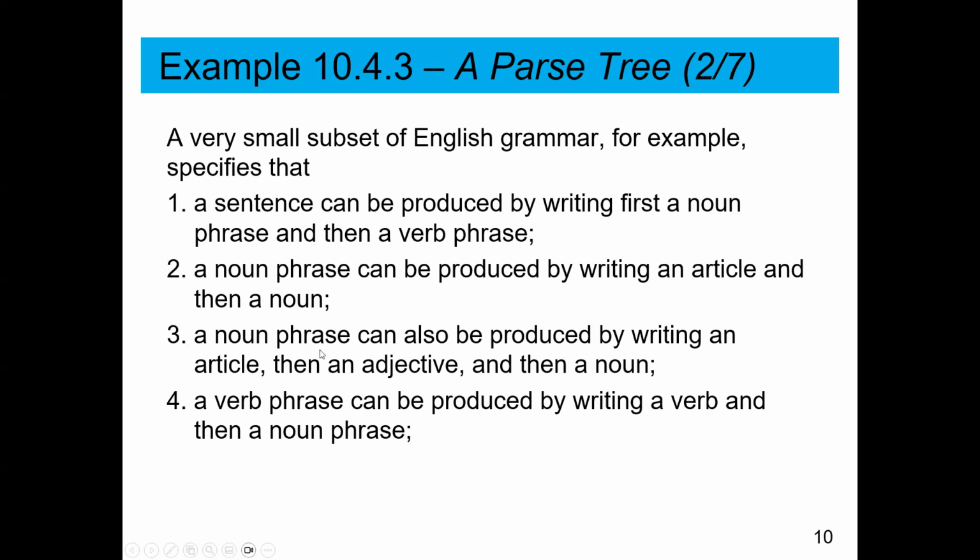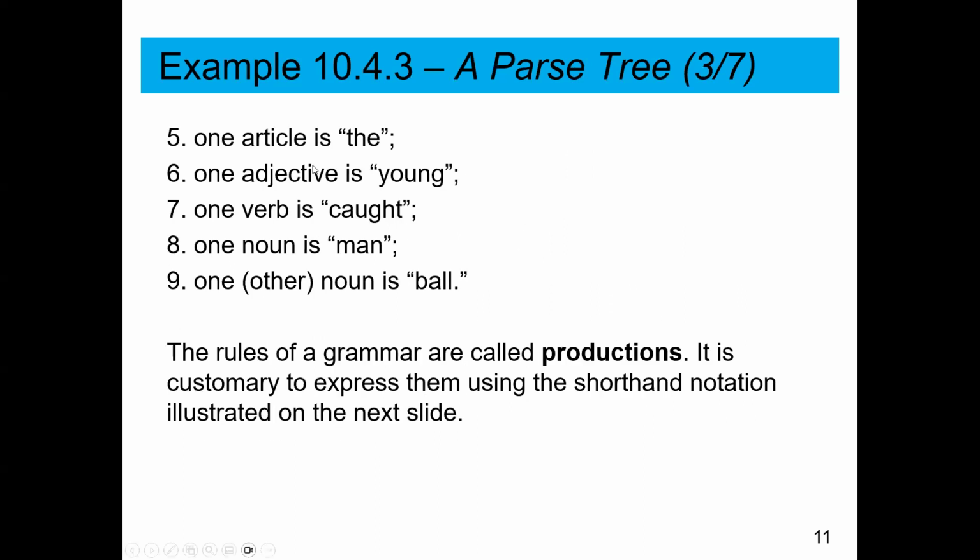So let me show you an example of this. A noun phrase can also be produced by writing an article, then an adjective, and then a noun. So there are 2 different noun phrases I can do: an article and then a noun, or an article, adjective, noun. And a verb phrase is a verb, and then a noun phrase. So let's consider the article is the, the adjective is young, the verb is caught, one noun is man, and the other noun is ball.